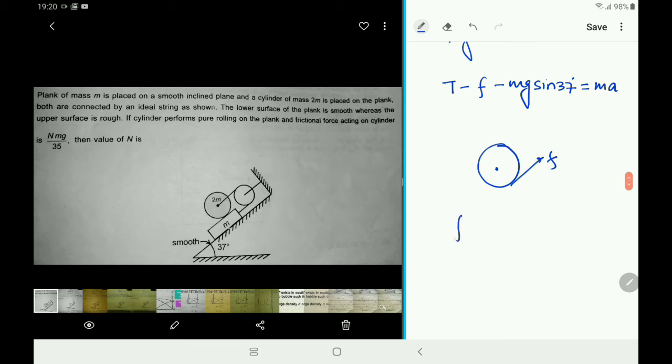So what will be the equation? Newton's second law for the block: T minus f minus mg sin 37 equals ma. So the Newton's second law for the block has been completed. Now we'll write the torque equation for the cylinder.